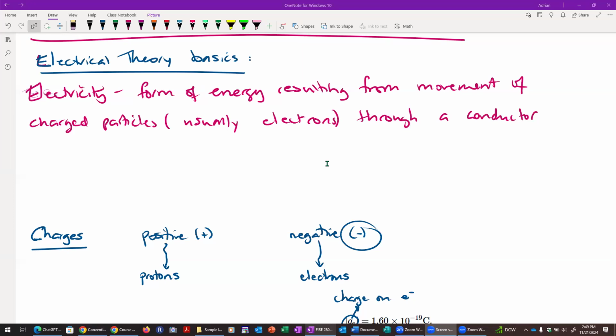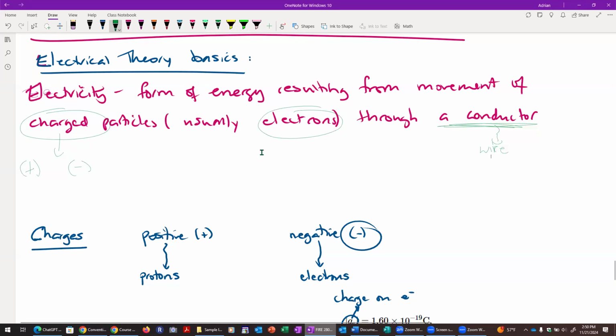So electricity results from the movement of charged particles, and as we know, there are two charges that we're familiar with. We have positive charges, we have negative charges. When we talk about electricity, though, we're usually referring to negatively charged electrons, so the movement of electrons through some sort of a conductor, which is usually a wire. Copper wire, for example, metals are good conductors. That is usually what we are referring to. So that is what electricity is.